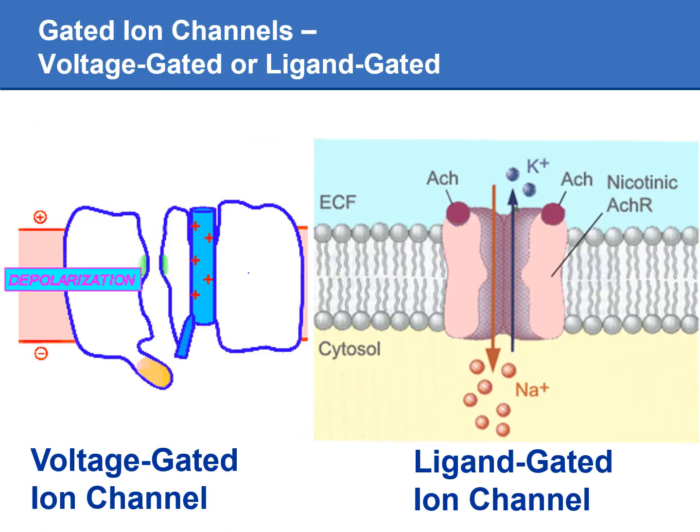Our gated ion channels, different things will open and close the gates. So with a voltage-gated ion channel over here on the left, our gate here that's in blue, that's going to be triggered to open when the membrane potential, the inside of the cell, becomes less negative and more positive. And we're going to be talking a lot about voltage-gated ion channels when we get to the neurons in the muscles.